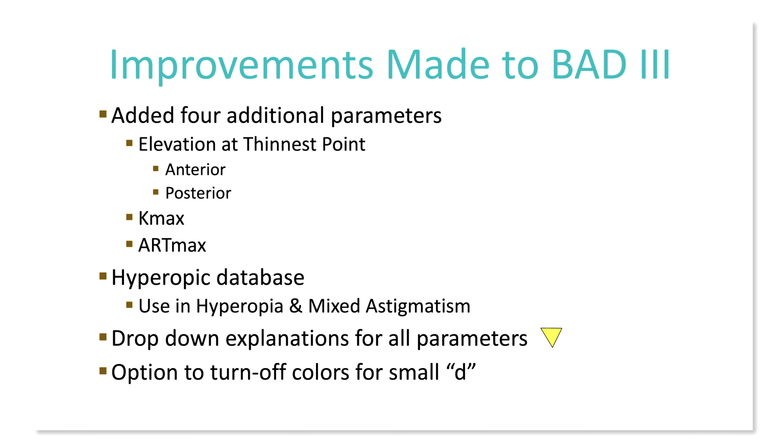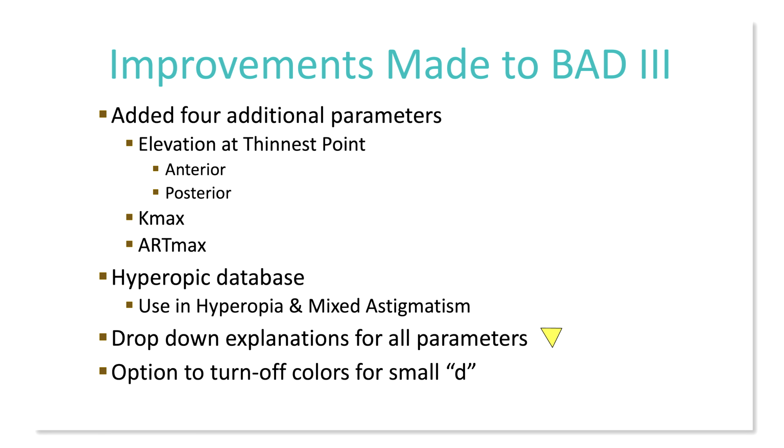First, we added 4 additional parameters. We added elevation at the thinnest point for the anterior surface, elevation at the thinnest point for the posterior surface. We added ART max, another pachymetric progression parameter, and we added K max. So to the original 5 parameters, now we added these 4.